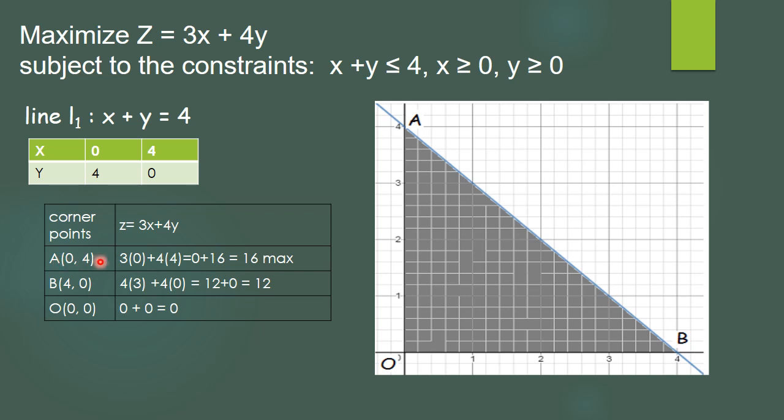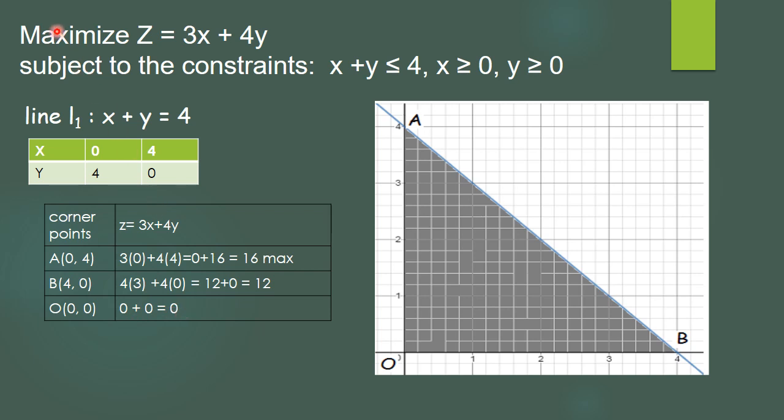At every point we will find the value of z. What is the z given? 3x plus 4y. Just replace x as 0 and y as 4, and we get 16. Again at point B, that is 4 comma 0, replace x by 4 and y by 0, we get 12 plus 0, which is 12. And at the origin, 0 comma 0, the answer will be 0.